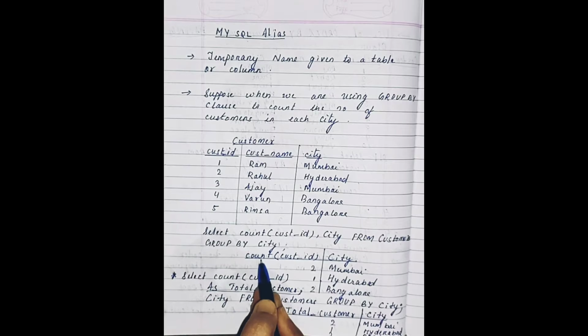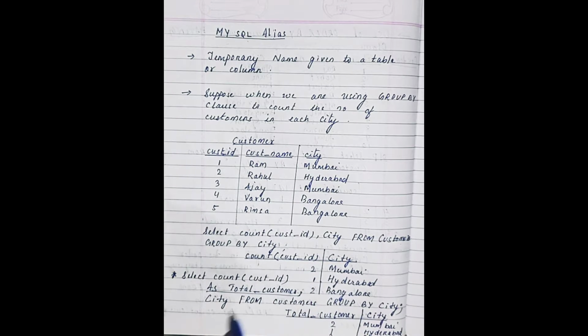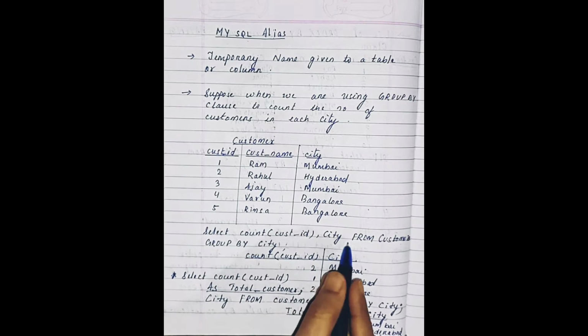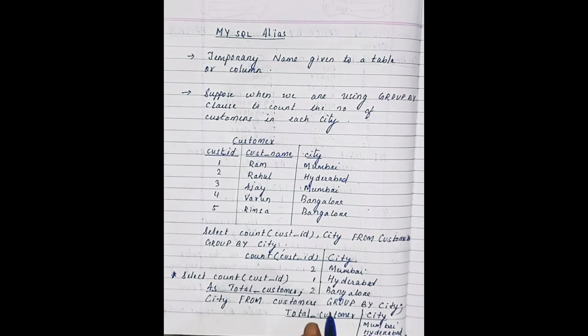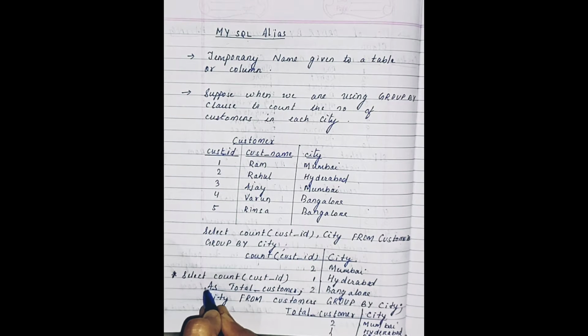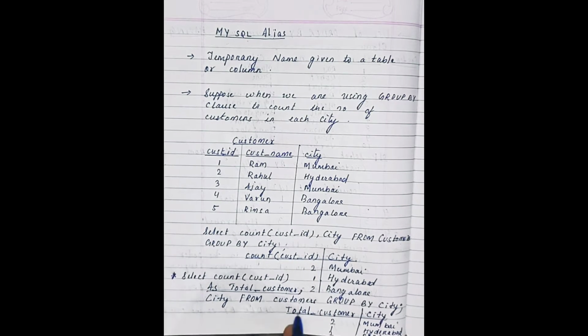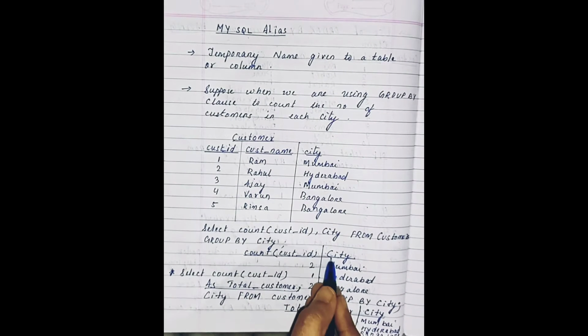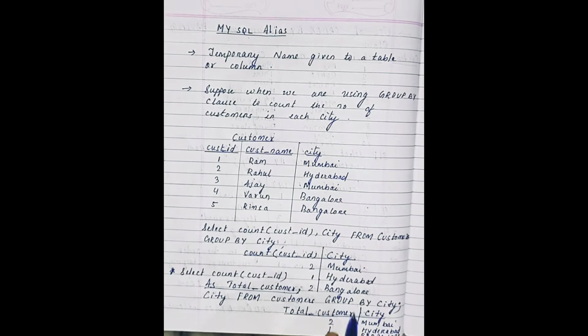What will we do? We will simply write SELECT COUNT(cust_ID), then the name we want to give. Suppose we want to give the name total customer, so we will write SELECT COUNT(cust_ID) AS total_customer, then everything will be the same, comma city FROM customer GROUP BY city. Now in the output section, COUNT(cust_ID) will be replaced with our new name that we have given as alias, that is total customer. Then city will remain as city, and everything else will be the same.